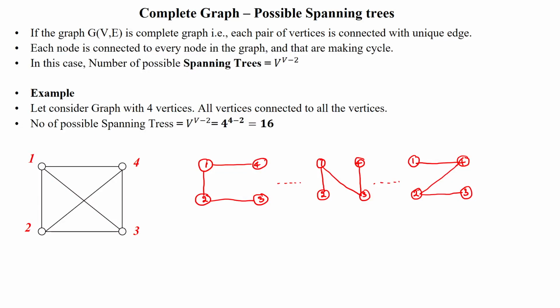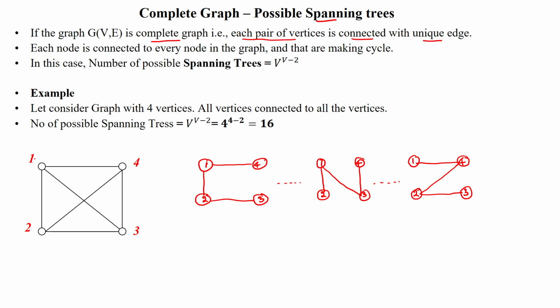Hi, welcome to Complete Graph, which is used to construct the spanning trees. So, how many possible spanning trees are available in a given complete graph? The complete graph, in the sense, each pair of vertices is connected with a unique edge.